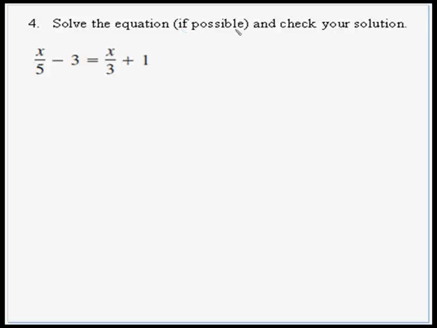5 squared is 25. Solve the equation if possible and check your solution. We have x over 5 minus 3 over 1 equals x over 3 plus 1 over 1. So what would our common denominator be? It would be these denominators multiplied together, or at least 5 times 3. We could do the times 1, but that changes nothing.